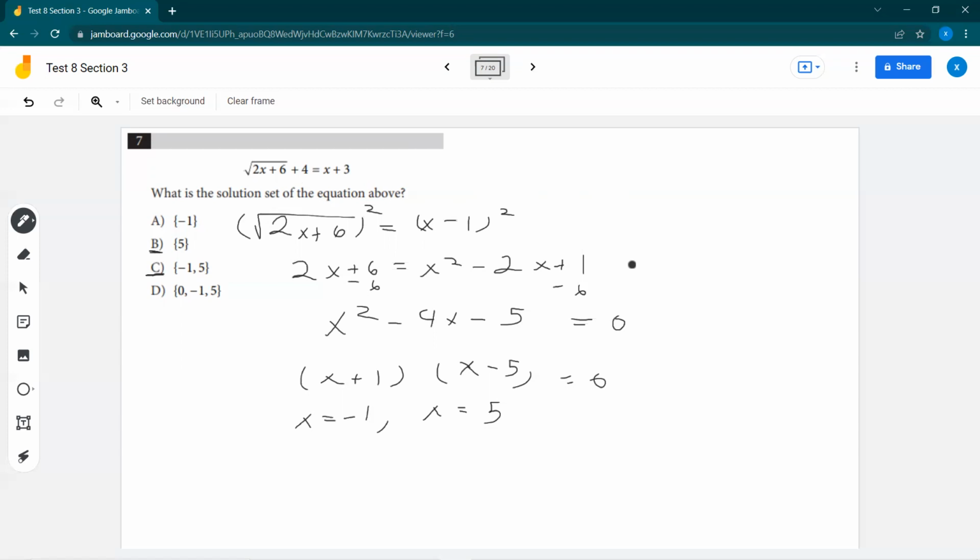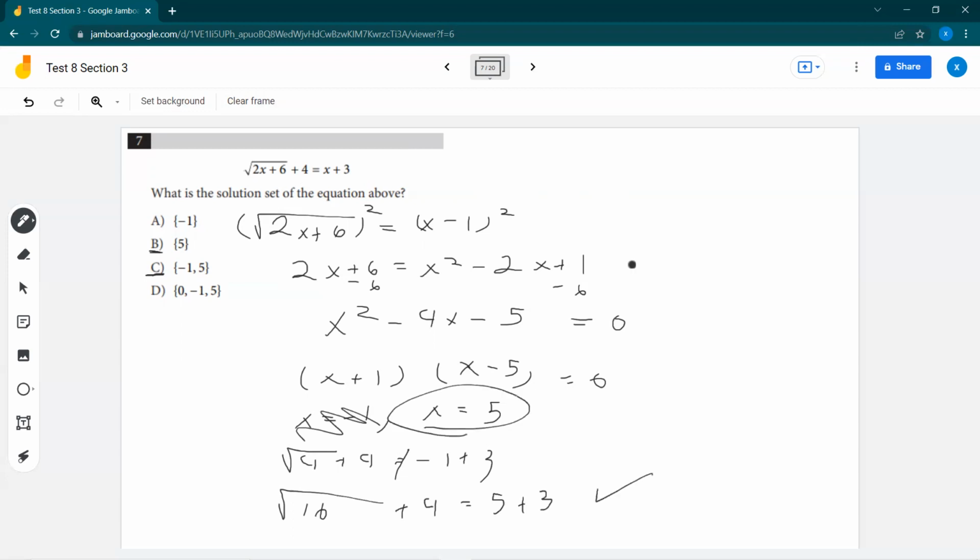So let's try x equals negative 1. We plug that in, we get square root of 4 plus 4 equals negative 1 plus 3. That's not true, so negative 1 doesn't work. We try 5, we get square root of 16 plus 4 equals 5 plus 3, and that works. So therefore 5 is our only solution. So B is our answer, not C.